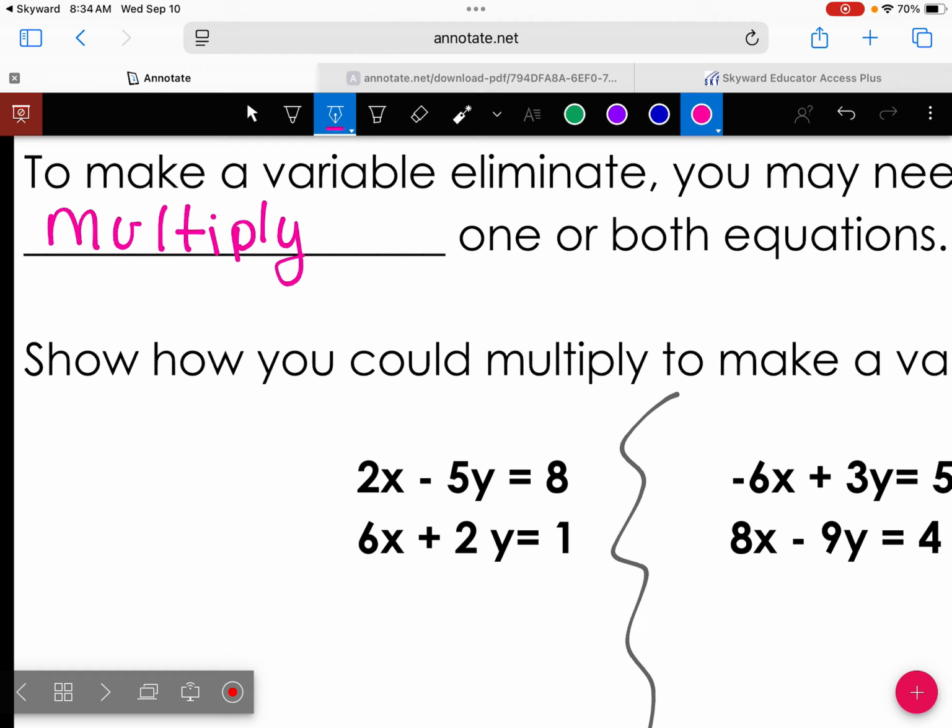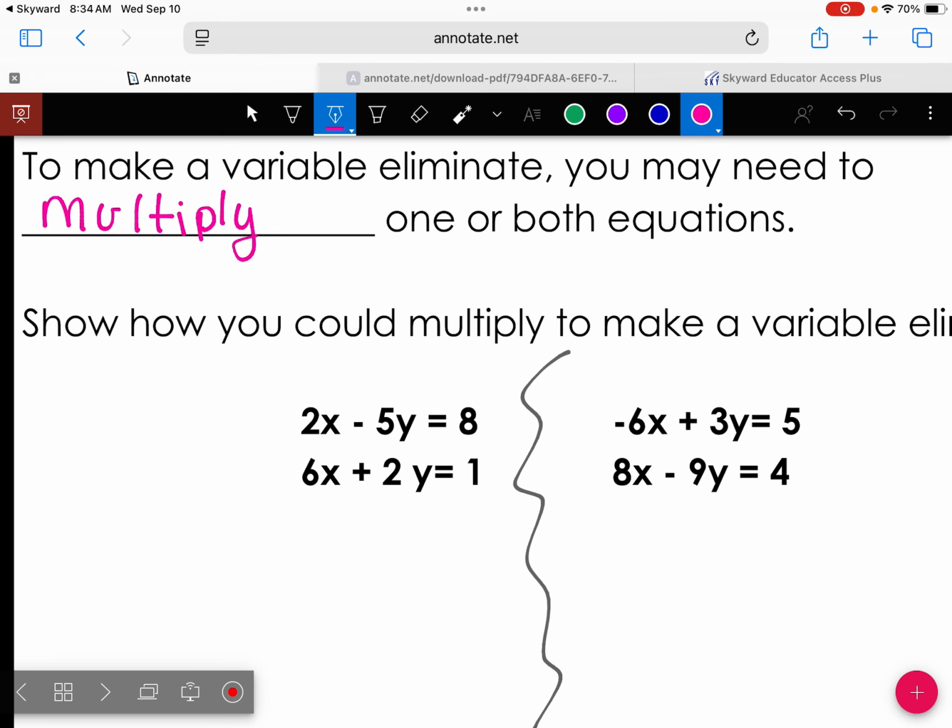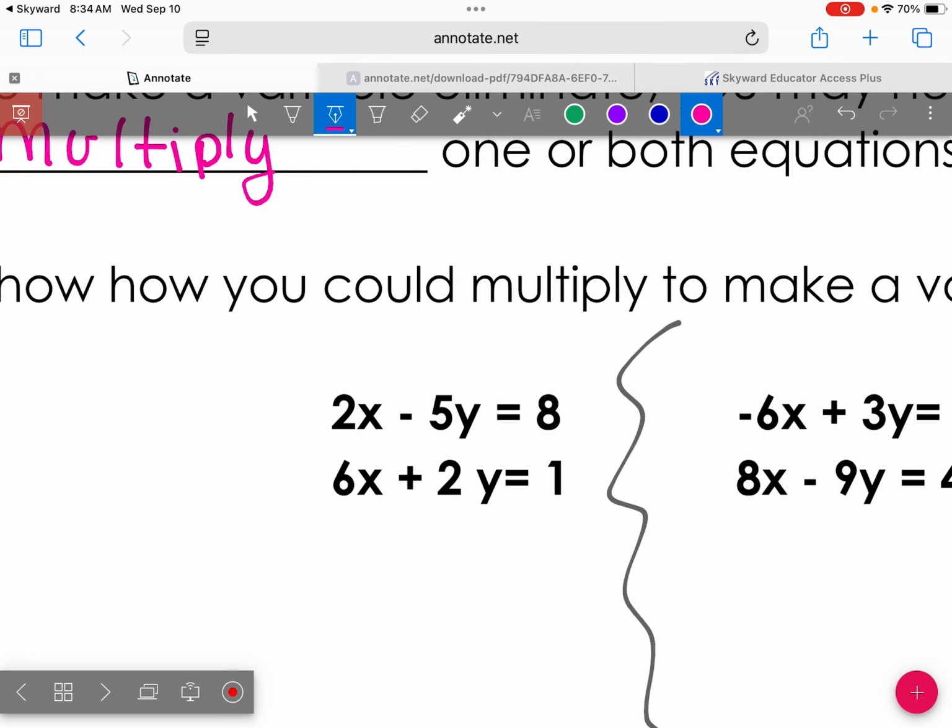This is just going to be the setting it up so they will eliminate. We would like to have one variable that has the same number, but with opposite signs. So I want one to be positive, one to be negative. And we can approach either variable. We get to make the choice. So you don't have to pick the same variable as me. You should still get the same answer.